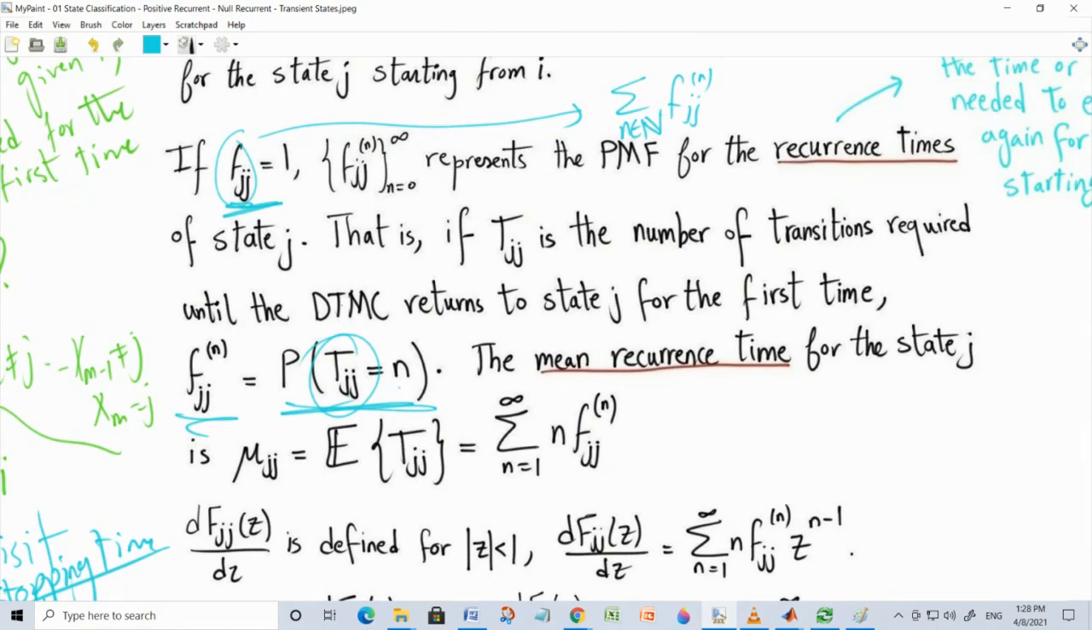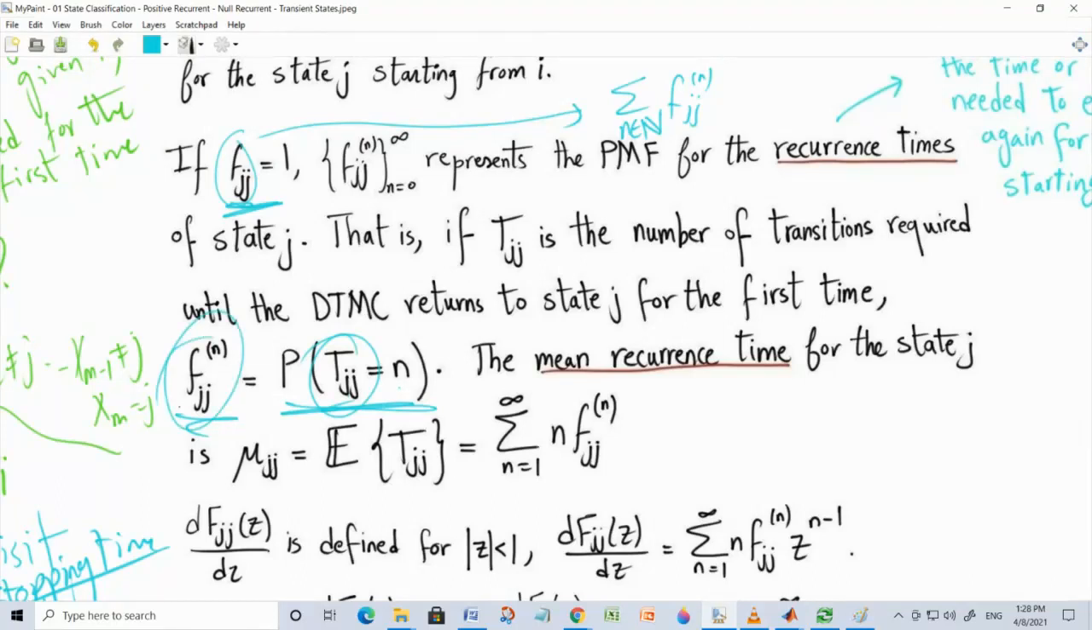So this random variable TJJ is called the recurrence time. Recurrence means a repeat, right? To recur means to happen again. What is happening again is state J. Okay, so start in J and then you wonder what is the probability of going back to state J for the first time in 1 step, 2 steps, 3 steps, 4 steps, and so on. And so those probabilities are basically FJJ of n.